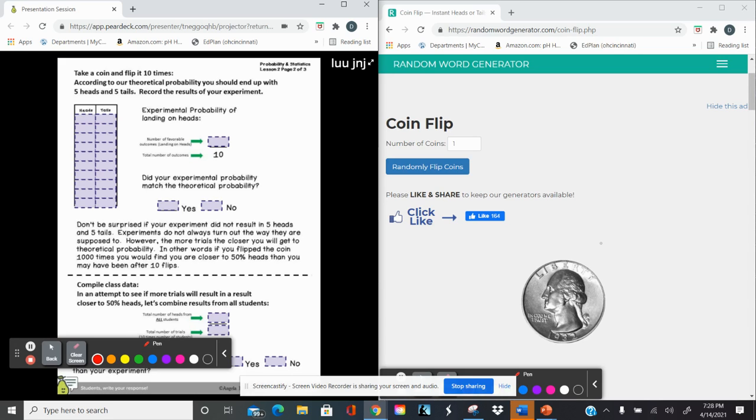So before we flip this, if we're thinking about the coin and the results that we got through our theoretical probability, that means that technically we should get 5 heads and we should get 5 tails. However, we need to do an experiment in order to find the experimental probability. So let's go ahead and do it. We're going to tally up on this side.